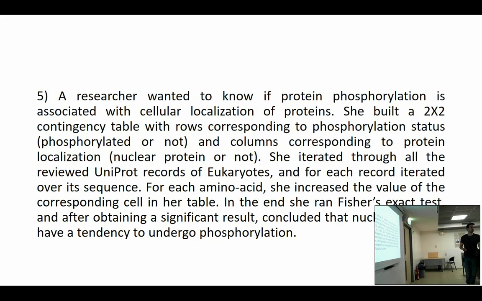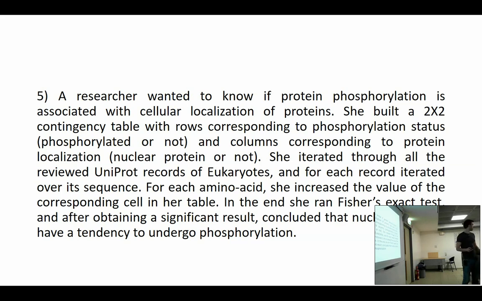Yeah. So she concluded direction, and her test is unidirectional. But again, she used the wording "tendency to undergo," which is actually quite symmetric. Saying that nuclear proteins tend to undergo phosphorylation is the same as saying that proteins that undergo phosphorylation tend to be in the nucleus. It's the same. But then compared to what? Compared to proteins which are not in the nucleus, in the cytoplasm, or compared to proteins which are not phosphorylated?